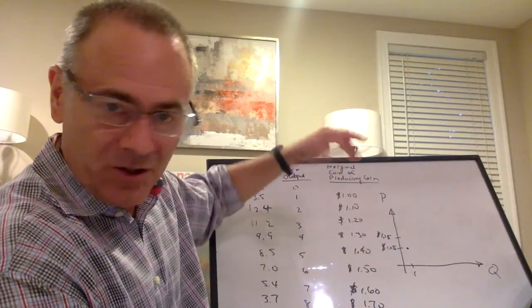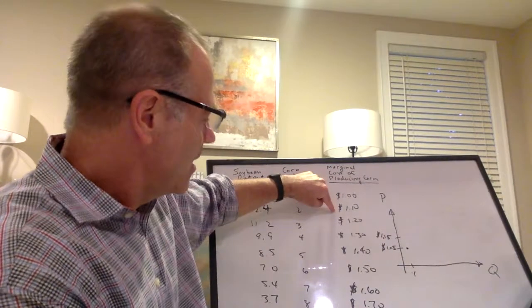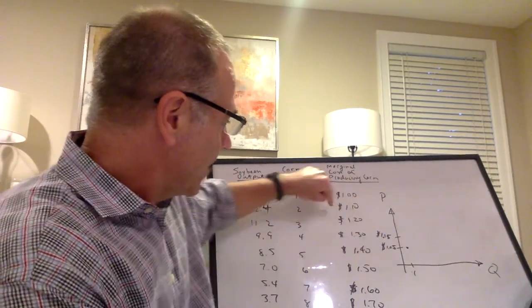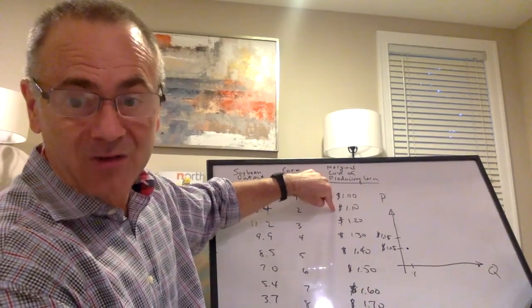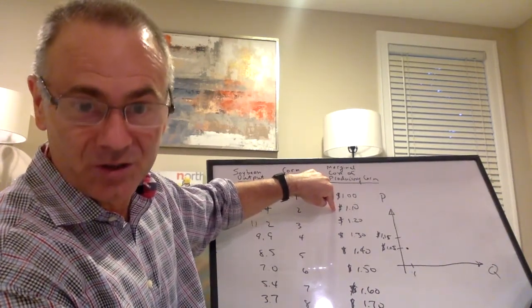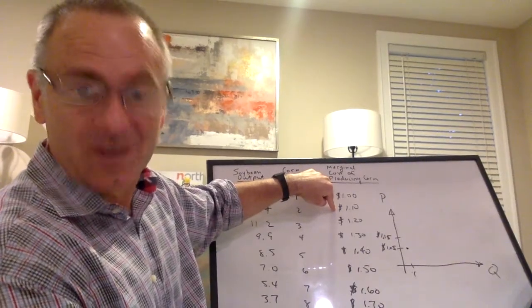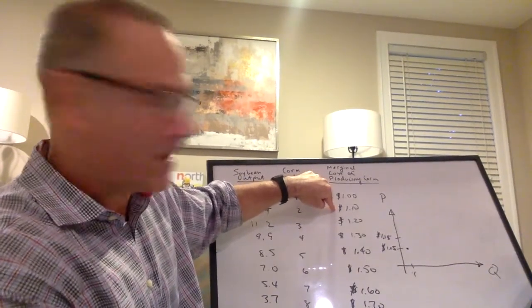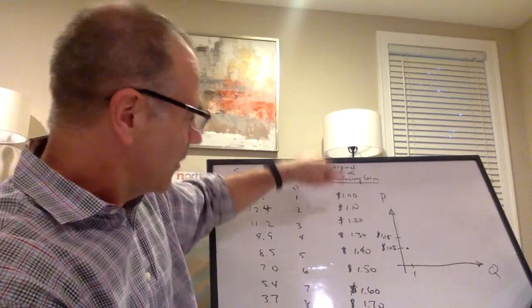What about a second bushel? He says, well, for the second bushel, my price will be $1.15. My cost will be $1.10 for that second bushel. I'm willing to do this. I'm willing to produce a second bushel. So he says, I'll do 2.